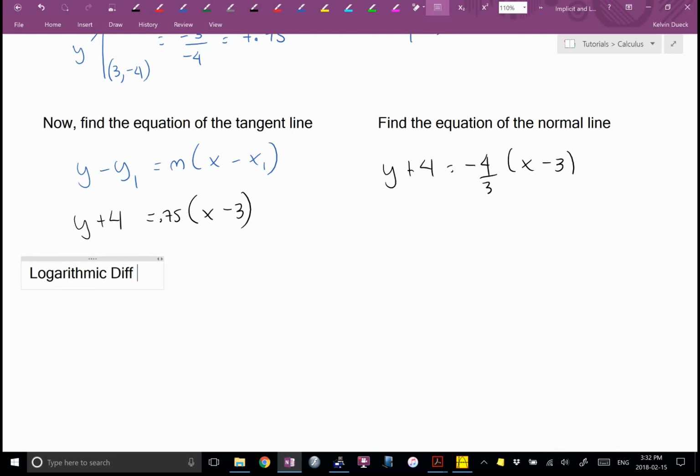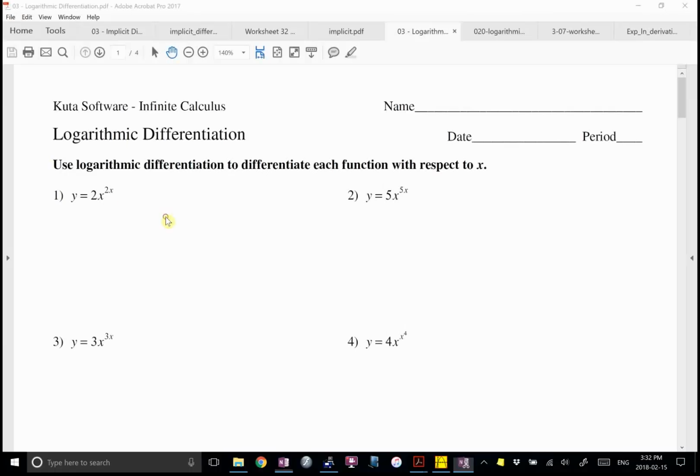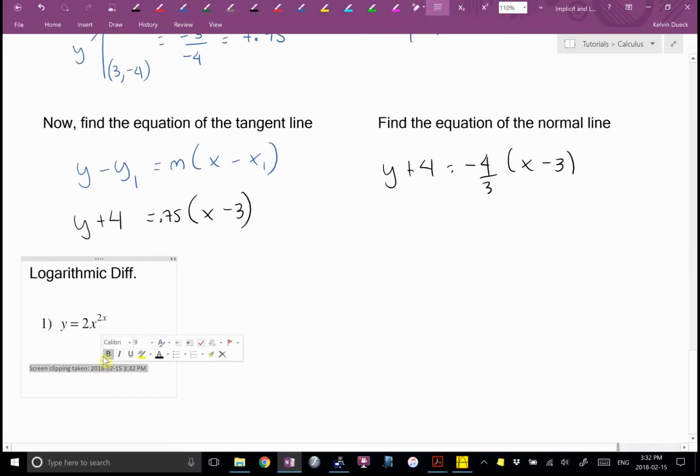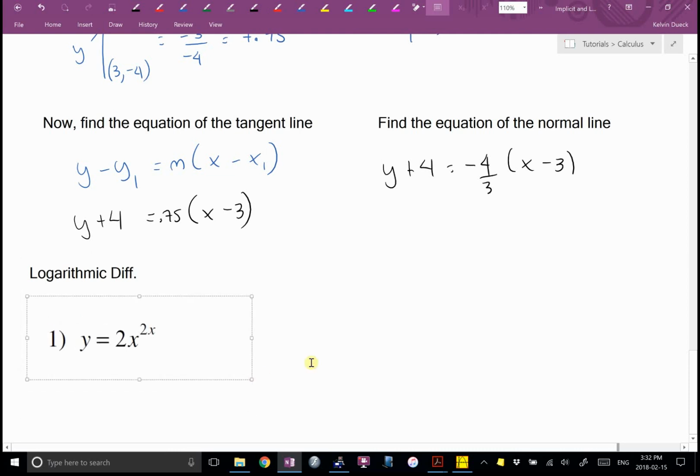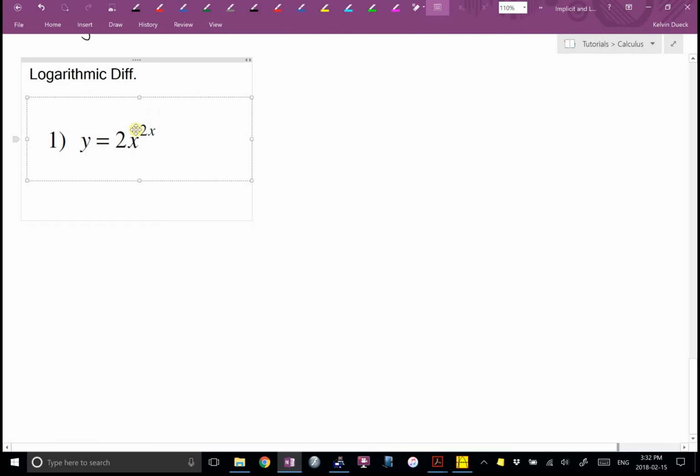Logarithmic differentiation. First question is, do you recognize why I have to use logarithmic differentiation? Because the x is where? Exponent. That's your trigger. So, take the log of both sides.